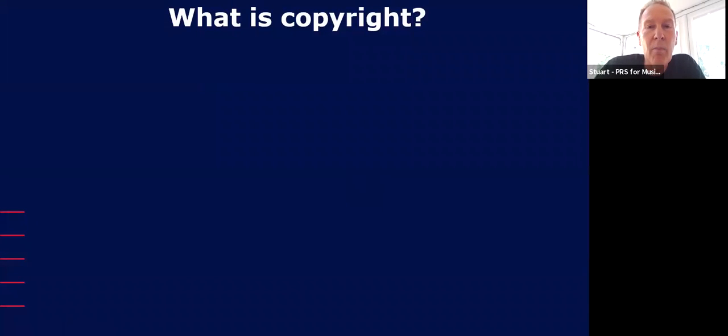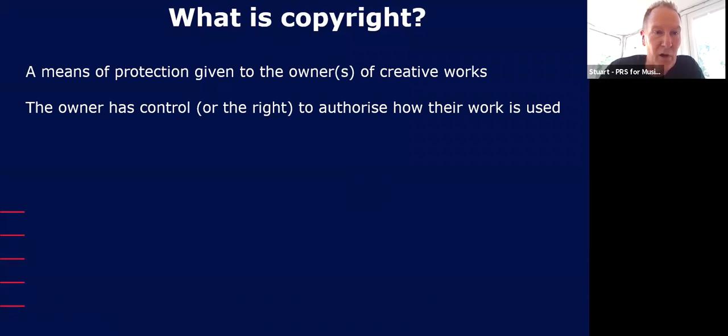Right, so this is really just the basics of what copyright is. It's an edited version. If you really want to find out more about the ins and outs of it, there's so many resources available online. But to simplify it, copyright is a form of protection. It provides the owners of creative works certain control or rights, if you like. Basically, the copyright owner has the control as to how their music is used.